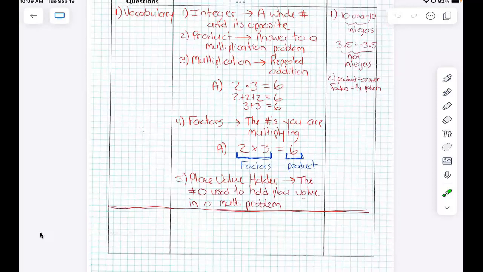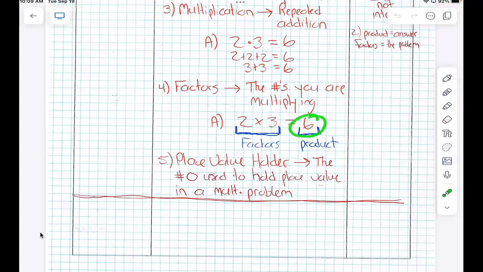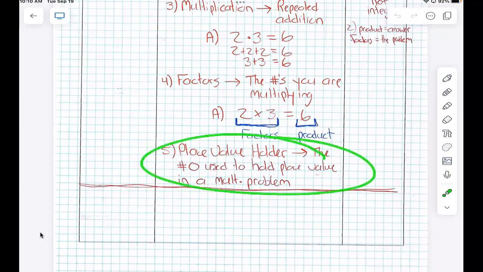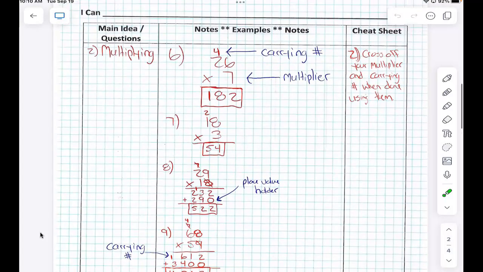Down here, we have an equation. It's 2 times 3 equals 6. In this equation, what number is the product? 6, the answer, yep. And what numbers are the factors? 2 and 3, okay? Another word we talked about was place value holder, and we're going to come back to that in just a second, okay? Our second main idea was multiplying, our practice.